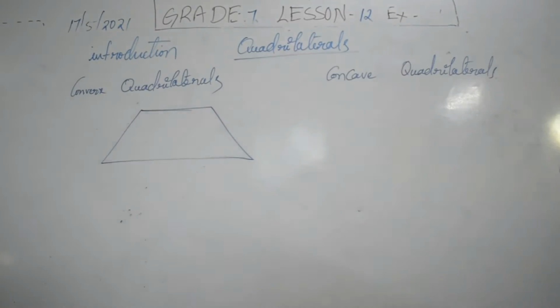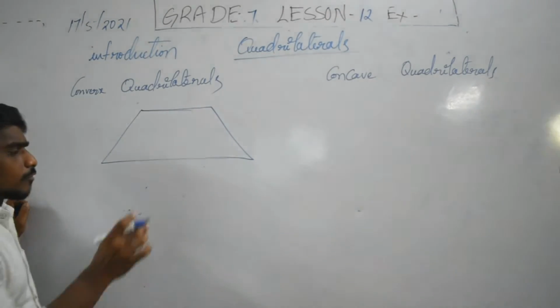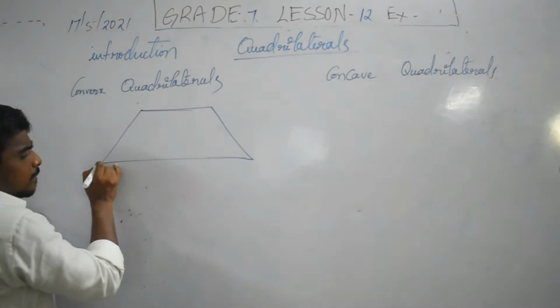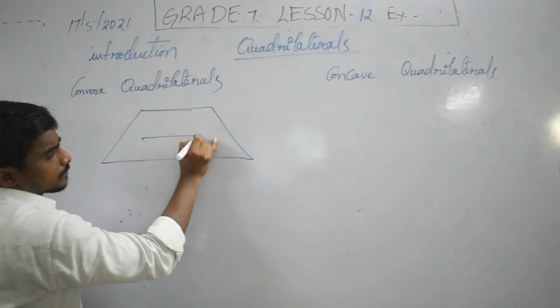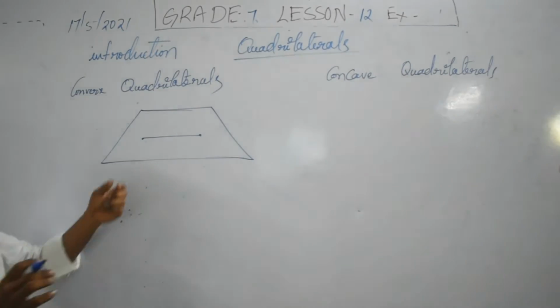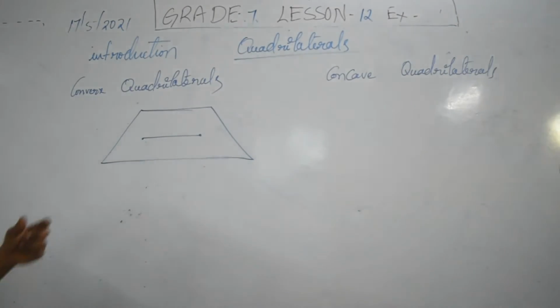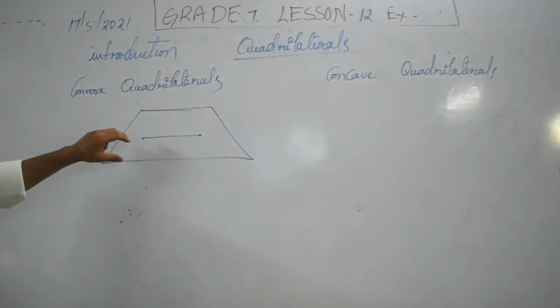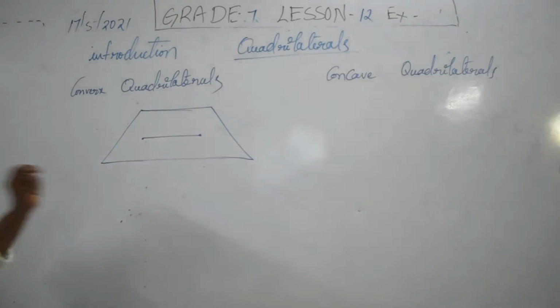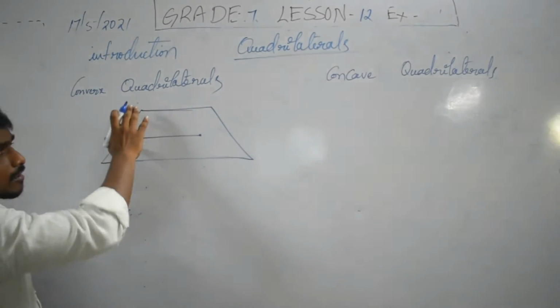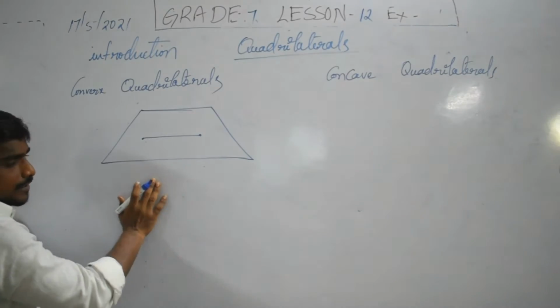There, the line segments joining two vertices of the quadrilateral, like a C. Now this is one line segment. This line segment we are showing is on the inner side. So this is called a convex quadrilateral.